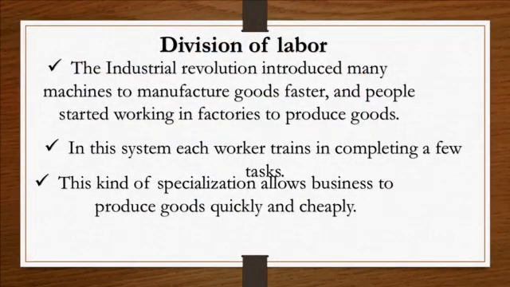Division of labor. What is division of labor? The Industrial Revolution introduced many machines to manufacture goods faster, and people started working in factories to produce goods. In this system, each worker trains in completing a few tasks.